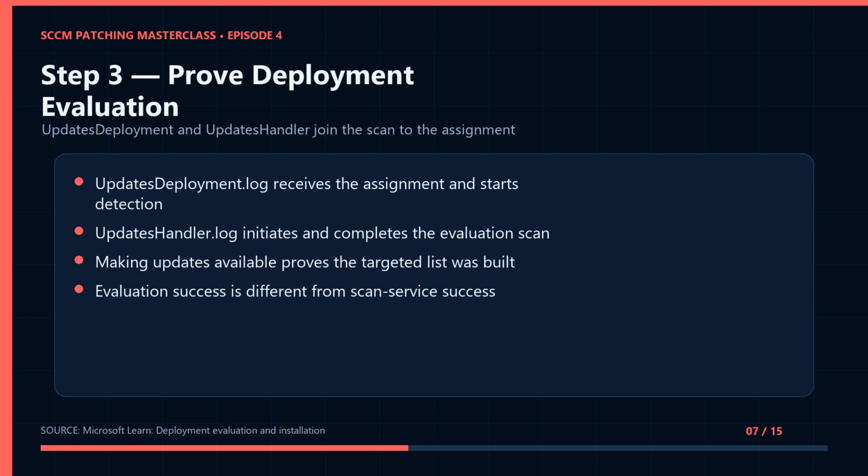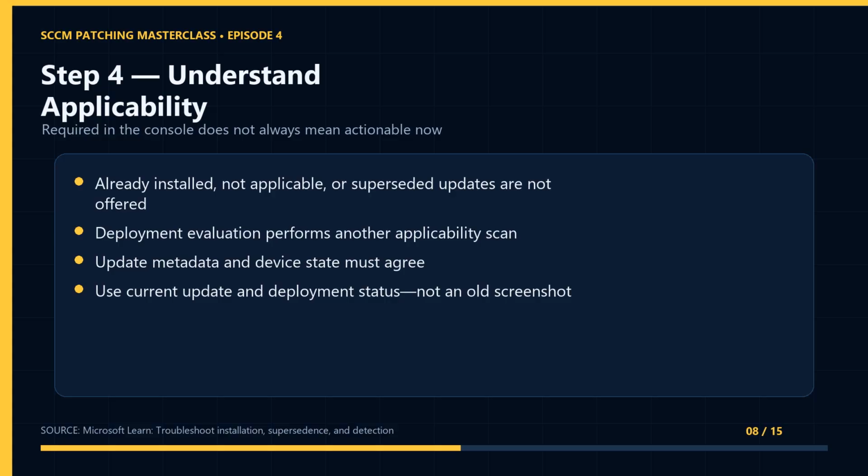This is the key distinction. WUA handler can show a successful scan while the deployment agent has no assignment, has not reached its schedule, or finds no applicable update. Correlate the deployment ID, job ID, timestamp, and first absent event. If the assignment is present but the update is not added to the targeted list, evaluate applicability.